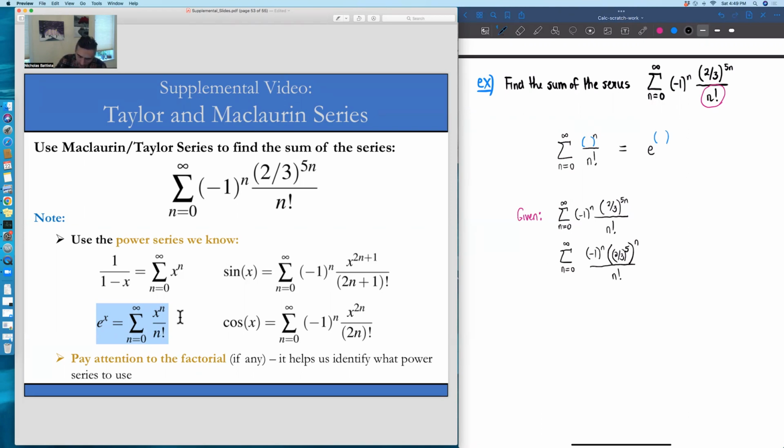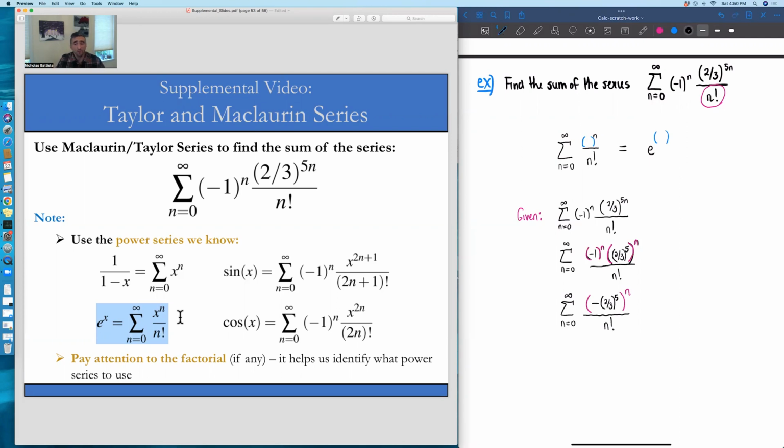So why this is useful now is we have two quantities in that numerator, the minus 1 being raised to the nth, and this 2 over 3 raised to the 5th, that being raised to the nth power. So since we have the same power, we're going to be able to take what's inside and multiply that together. So we can rewrite this series now from n equals 0 to infinity of the quantity minus 2 over 3 raised to the 5th power, and that whole thing raised to the nth power, all over n factorial.